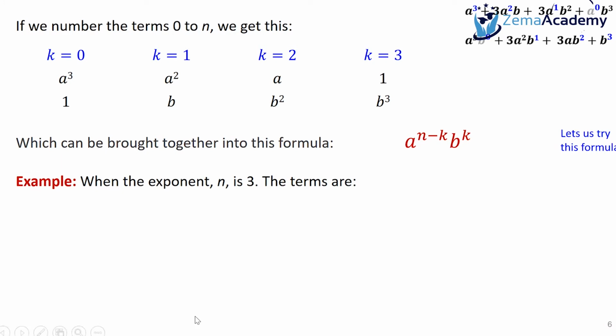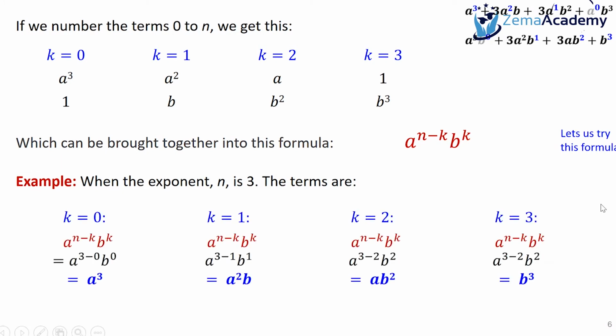Now let's try this formula. What if I say that my n is 3? If my n is 3, I'm using the same formula and I'm putting a to the power 3 minus 0. On the top, as you can see, I have written the formula. So if my n is 3, then it's a to the power 3 minus 0, b to the power 0.